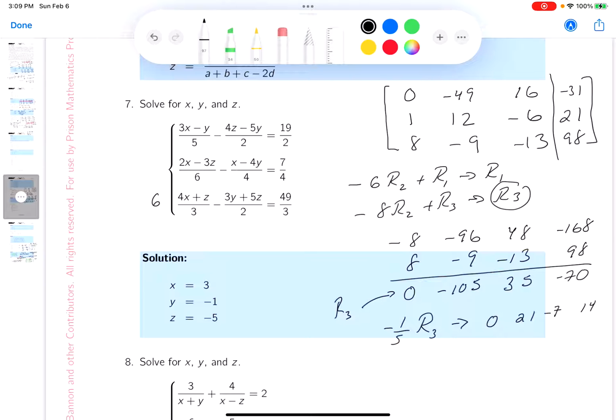Let me make sure I did that right. 5 times 21 is 105. 5 times 7 is 35. And 5 times 14 is 70. Yeah, I think I did okay. So I'm going to get my little eraser out, and I'm going to put down row 3 now.